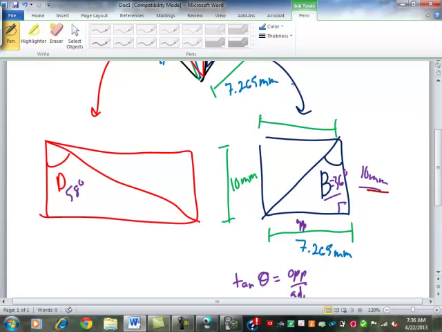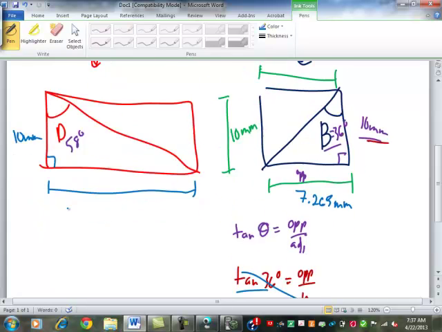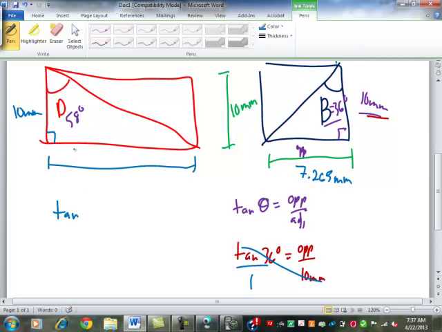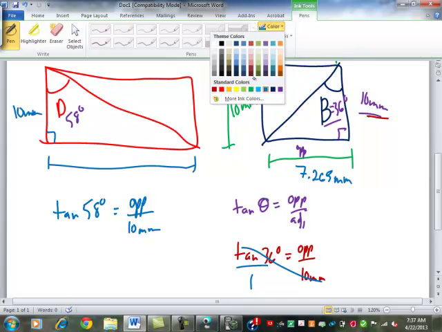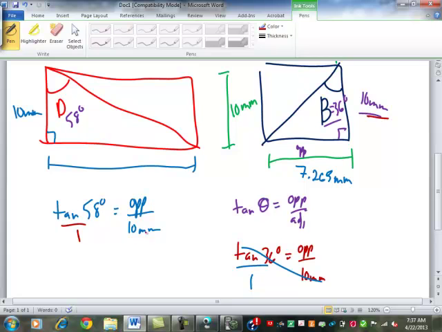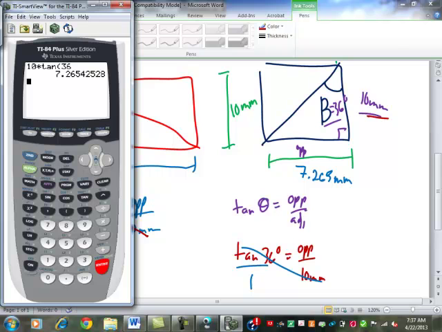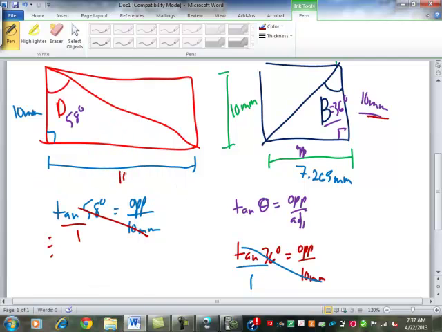Now we have to do the same over here. This is the 10 millimeters here. This is going to be the opposite side. So the formula looks exactly the same. Only it's tangent of 58 degrees equals that opposite side over 10 millimeters. Put that over 1. We're going to cross multiply and divide. So it'll be 10 times the tangent of 58 divided by 1. That's 16.003 millimeters.